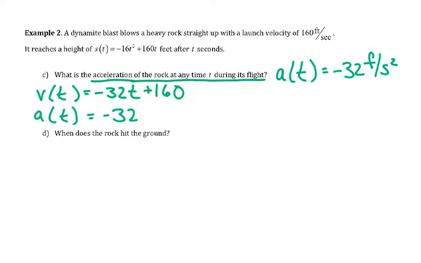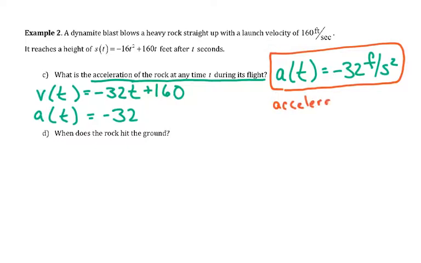And what is this? This is acceleration due to gravity. And that's the approximate acceleration due to gravity, the constant g.